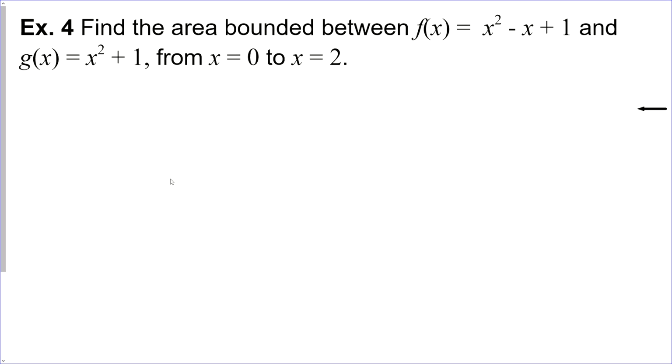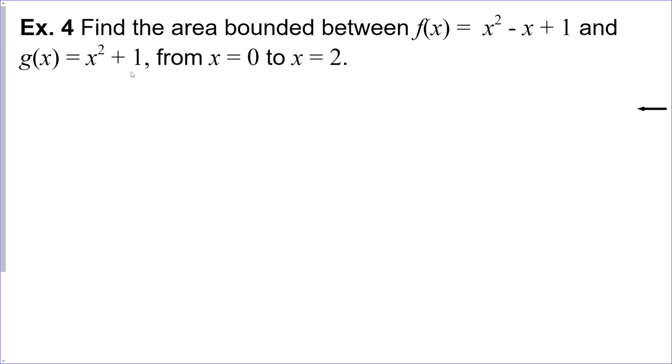Find the area bounded between f of x equals x squared minus x plus 1 and g of x equals x squared plus 1 from x equals 0 to x equals 2. Now, when I look at these two functions here, I see that they have some common factors, and so I'm going to try to combine these two functions before I take the antiderivative.